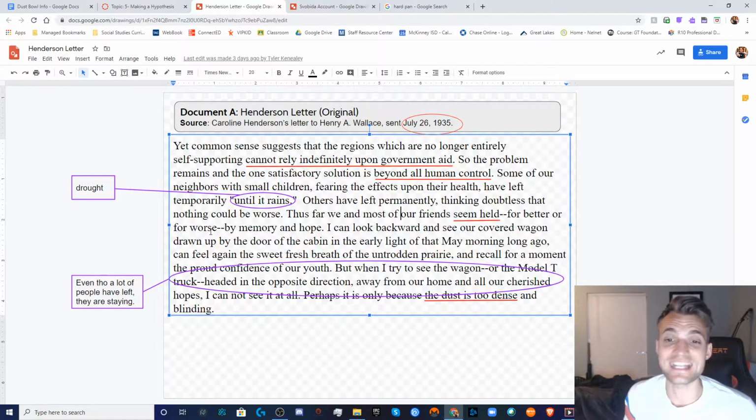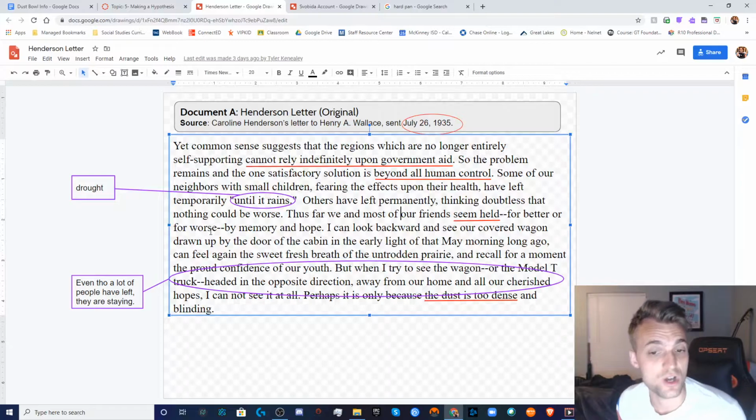I can look back and see our covered wagon drawn up by the door of the cabin in the early light of May morning long ago. I can feel again the sweet, fresh breath of the untrodden prairie, and recall for a moment the proud confidence of our youth. But when I try to see the wagon or the Model T truck, headed in the opposite direction, away from our home and all of our cherished hopes, I cannot see it at all."